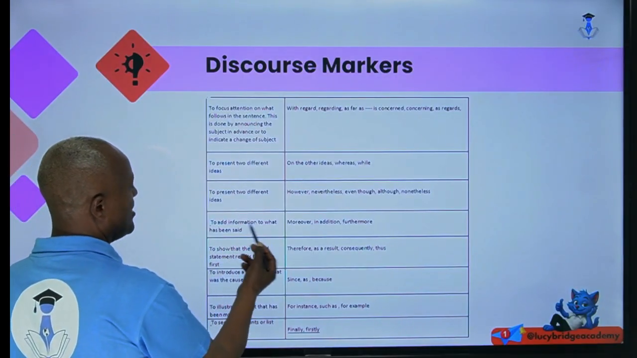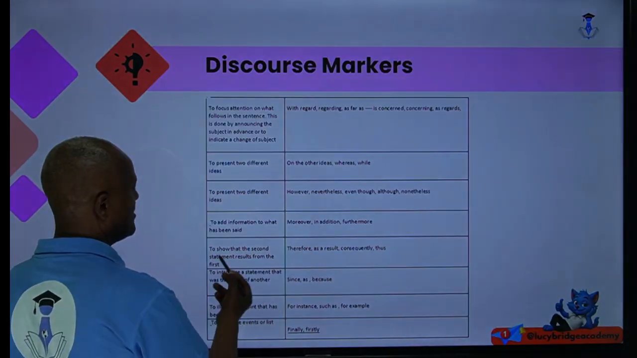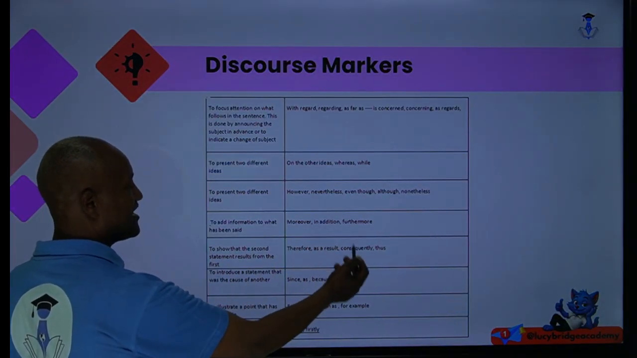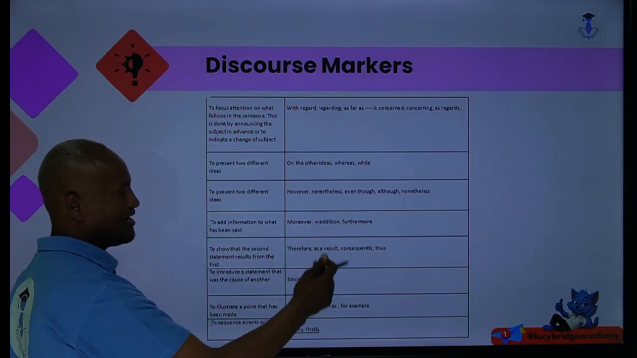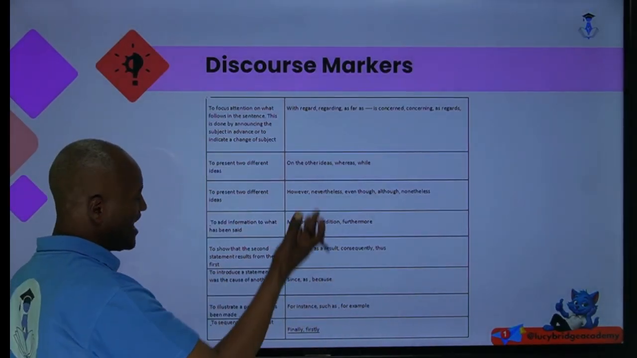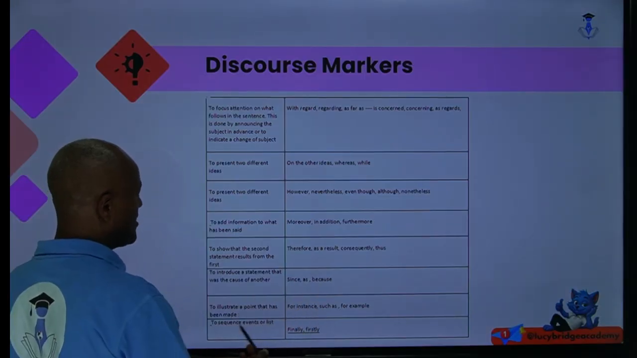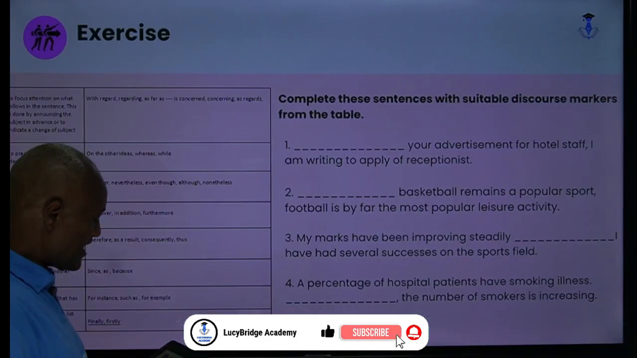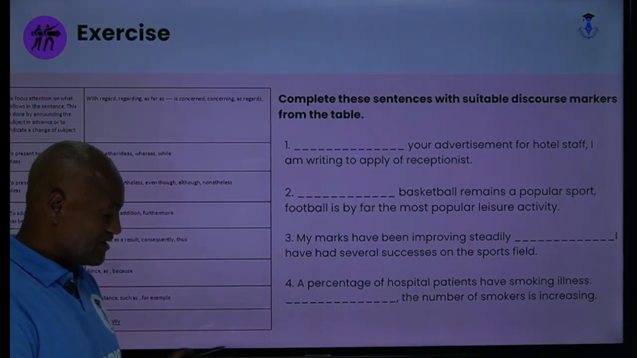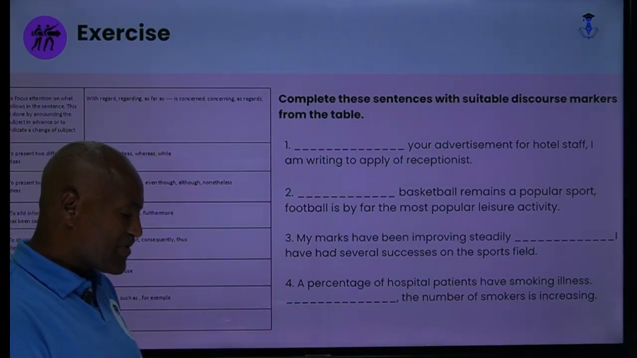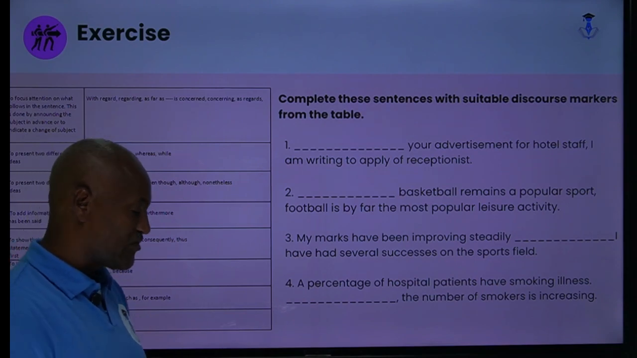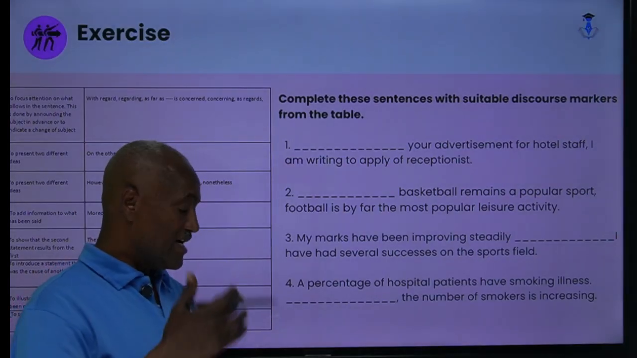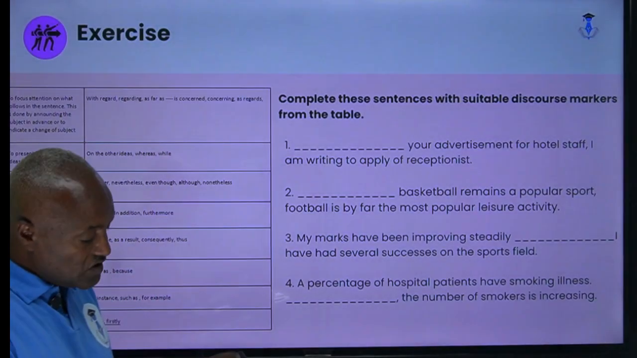Then the other one is to add information to what has been said. You are going to show that the second statement results from the first: therefore, as a result. The example that I gave you here, and then you yourself can add, for instance, since, as, because, to illustrate, for instance, such as, and like that. So, based on this, I have prepared one task or exercise. From this, their function is already given, so things will be easy for you to complete this.